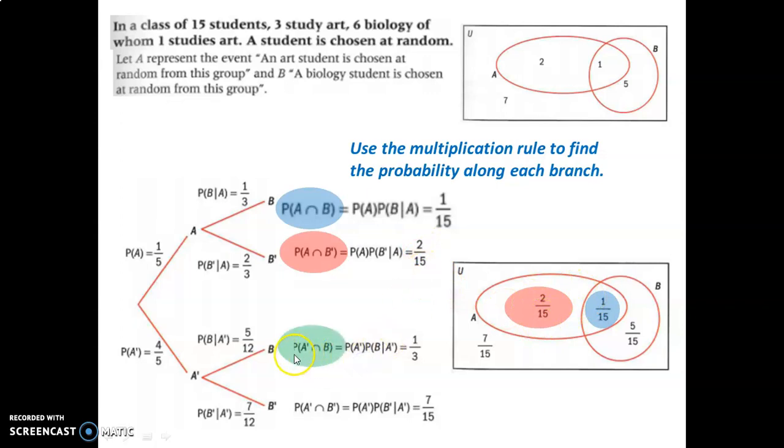And then the third one is A naught intersection B. So that's the things that are not in art, but they are biology. So non-art students that are biology students right here. There's the 5/15, which can reduce to 1/3. And finally, probability of A naught intersection B naught means students outside of art and biology, and there's your 7/15 there. So really important, there's so many important ideas here, and they all come together. How the Venn diagram and this tree diagram, they're all related.